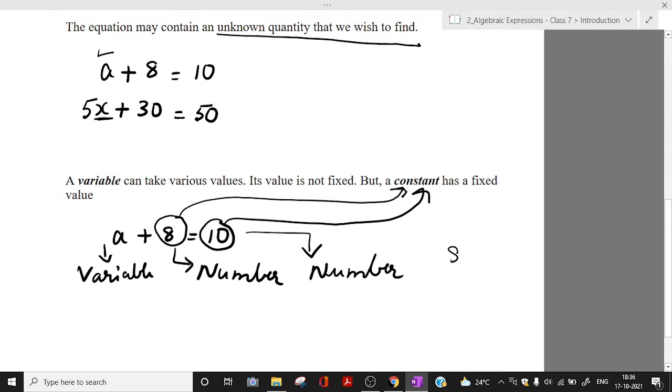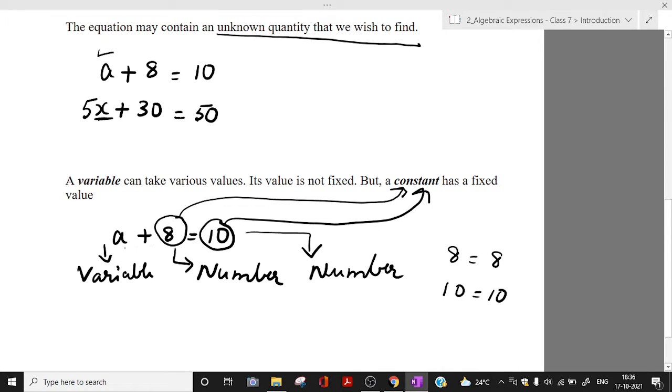What do you mean by fixed value? 8 is equal to 8. You cannot change what the value of 8 is. Similarly, 10 is equal to 10. There is no question of changing the value of 10. 10 cannot be 9, right? So when we say 8, that means it is 8. When we say 10, it means it is 10. It cannot be anything lesser than 10, neither can it be more than 10.